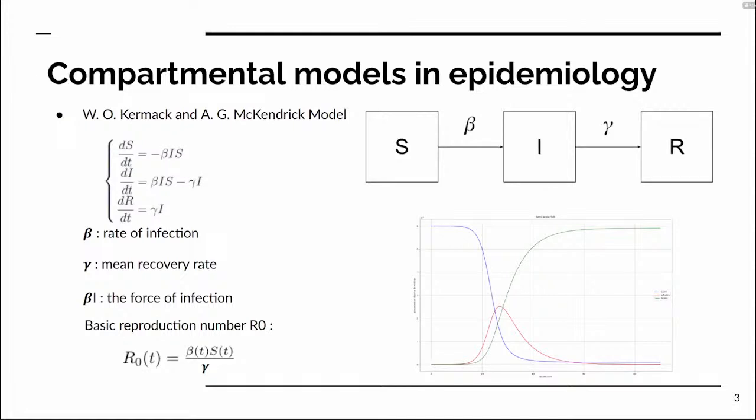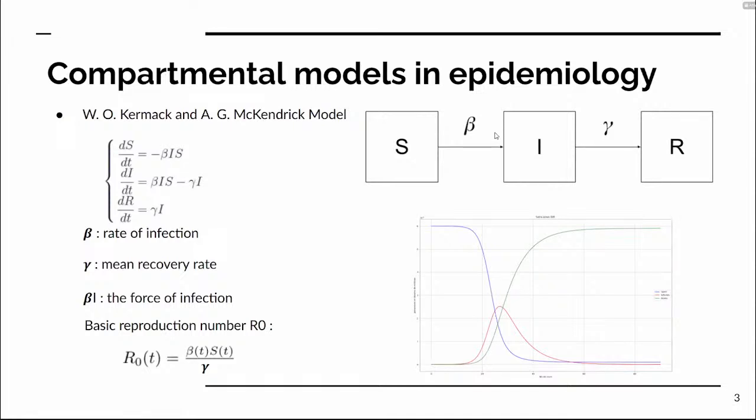So I will start with a little introduction to the compartmental model in epidemiology. This is the most basic one, based on the research made by Kermack and McKendrick in 1927. This model is here to explain easily how compartmental models work. We consider that each person in the population can be in one of these compartments: susceptible, infected, and recovered. A person changes compartment at each time step, depending on some rate. Beta is the rate of infection, and gamma is the mean recovery rate.